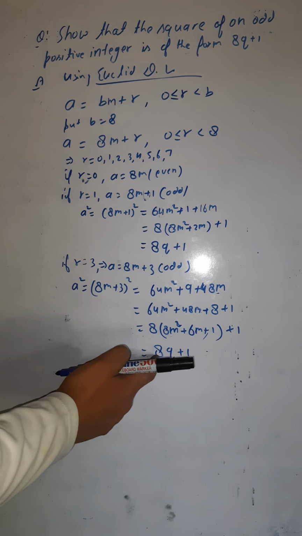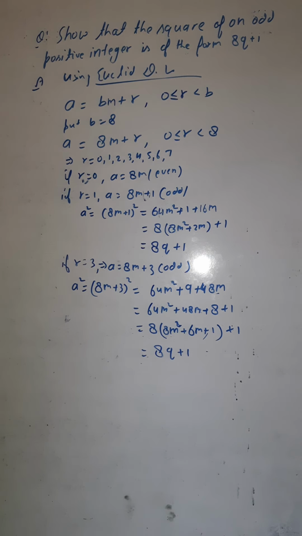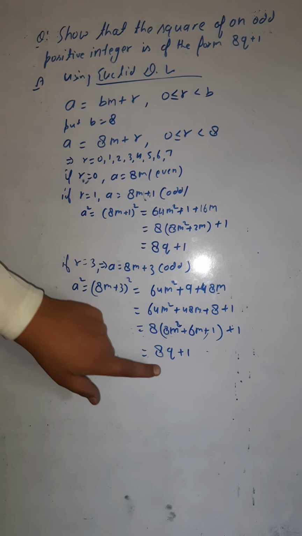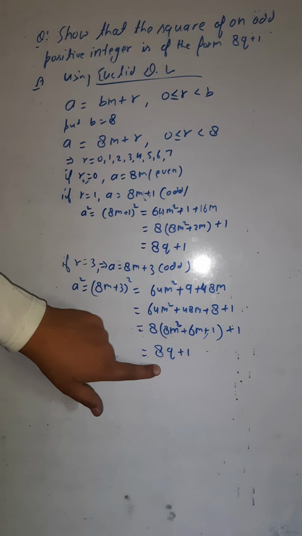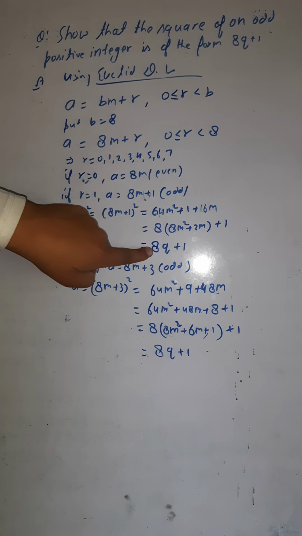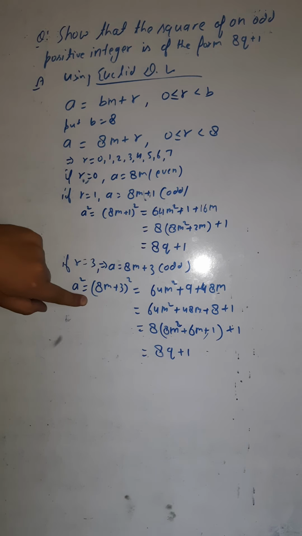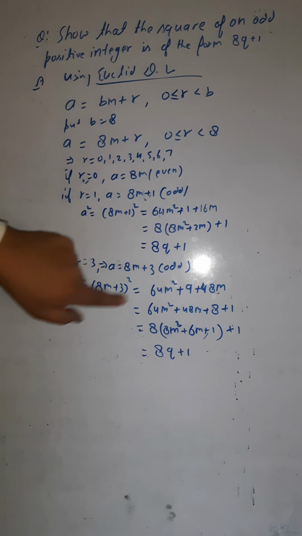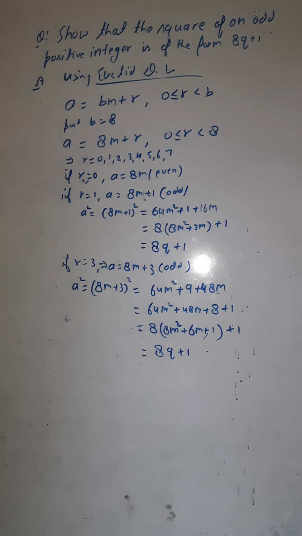So I can write this again as 8q plus 1. Hence again we have proved that the square of an odd integer is again of the form 8q plus 1. In the previous case also, the square of an odd integer was of the form 8q plus 1.